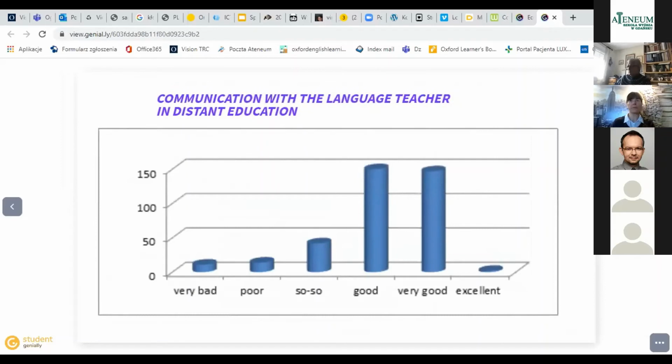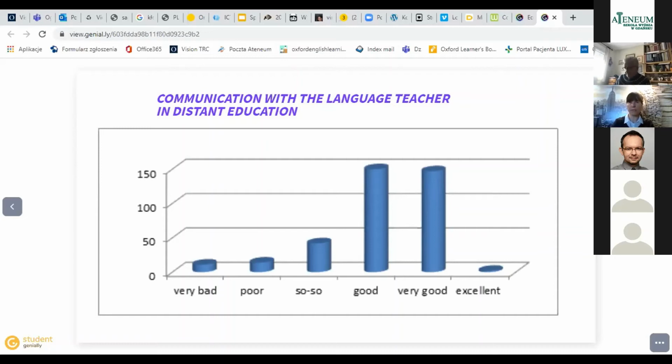When it comes to the communication with the language teachers in distant education, when you look at the numbers, most of the students said it was very good, or at least good. There were a few students for whom the communication was poor or bad, but that's the result.